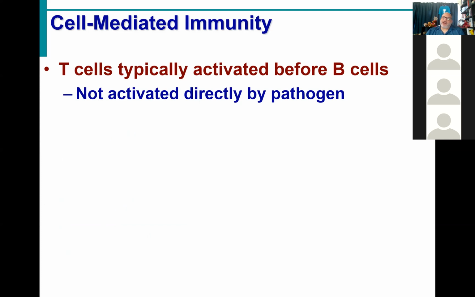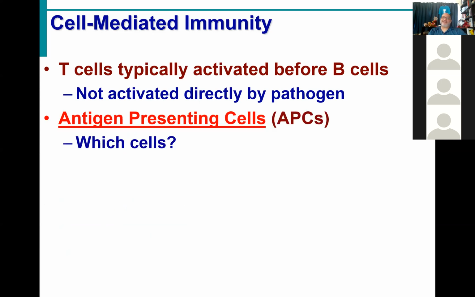But remember, they are responsible for attacking cells, and so they're typically not activated by the pathogen directly. Instead, they need the antigen from that pathogen expressed to them by an antigen-presenting cell. That's why these antigen-presenting cells are so important. It's these antigen-presenting cells that are going to stimulate, or you could say activate, the T cells. Remember, phagocytes are one example of that.